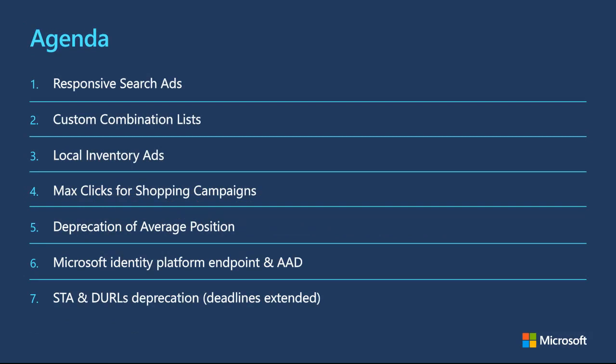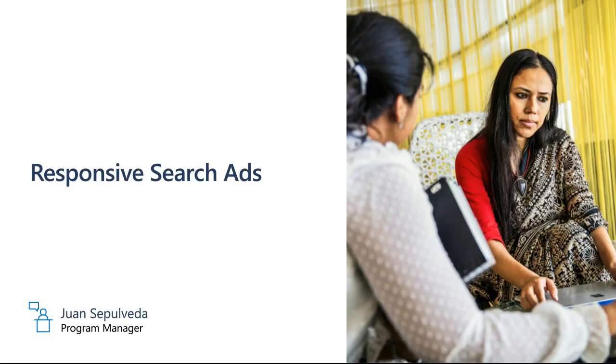With that, let's look at the agenda. Today, we'll review responsive search ads, custom combination lists, local inventory ads, max clicks for shopping campaigns, the deprecation of average position, the Microsoft Identity Platform endpoint, and a deadline extension for migrating from STAs and DURLs. I will now turn it over to Juan to get us started with responsive search ads.